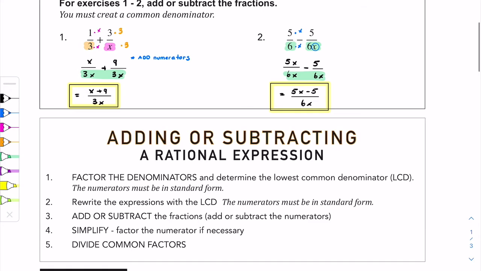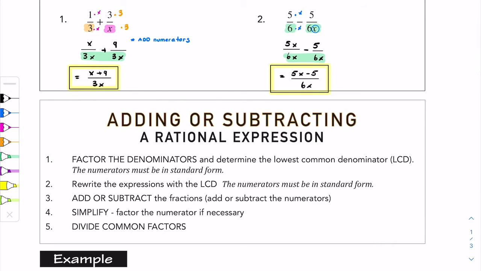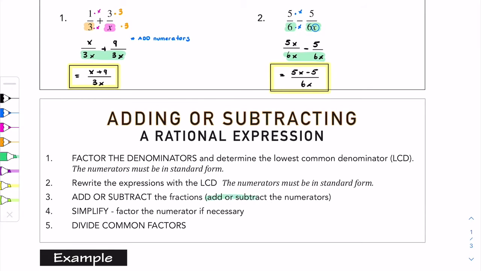Step 2 is to rewrite the expressions with the lowest common denominator. That means you might have to multiply the numerator and the denominator by a certain term, but do whatever you have to do to get the expressions to the common denominator. Then you're going to add or subtract the fractions. But remember from the 2 examples that we just did, adding or subtracting the fractions means that you're adding or subtracting the numerators. The denominator has already been found, and the denominator is the common denominator that you determined in step 1 and 2.